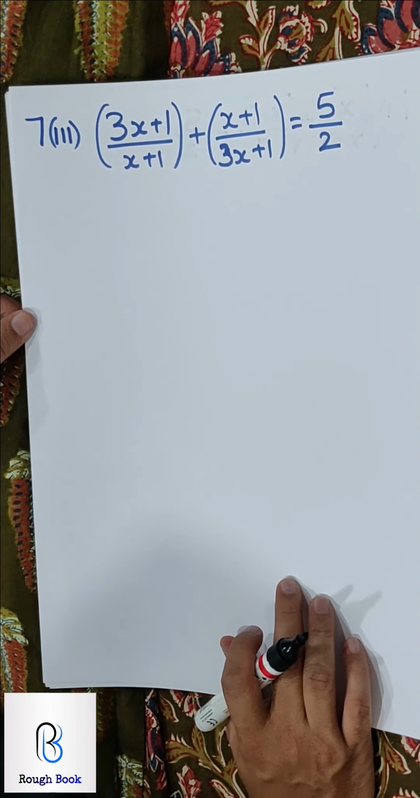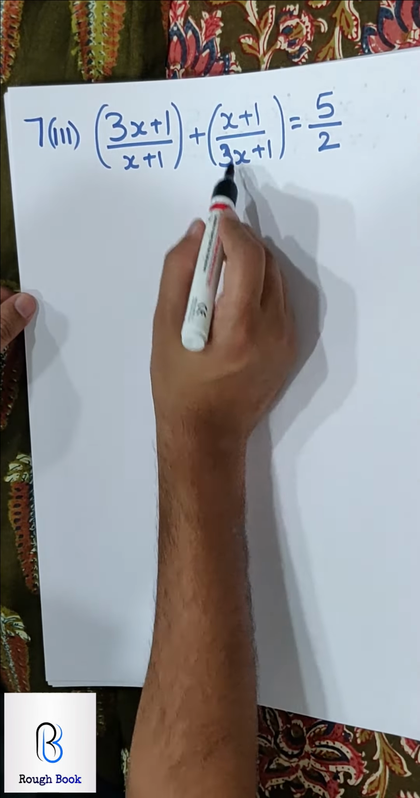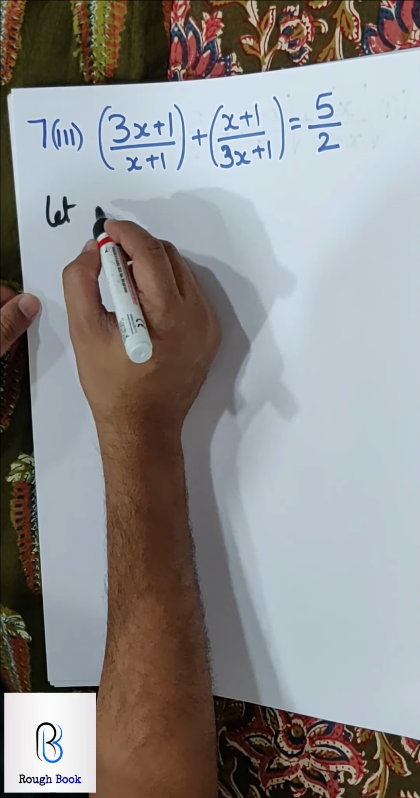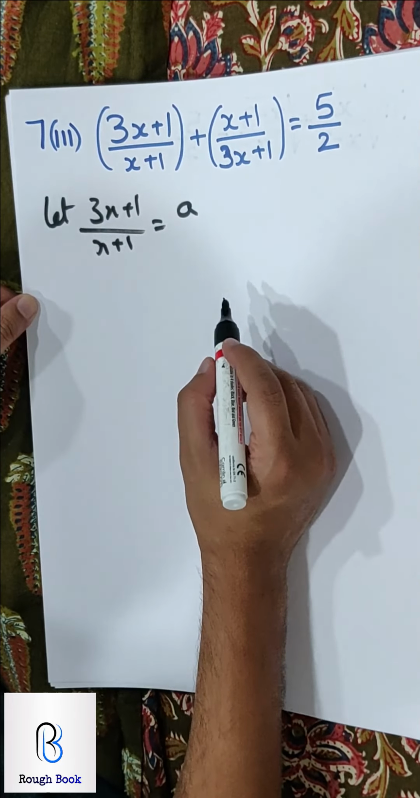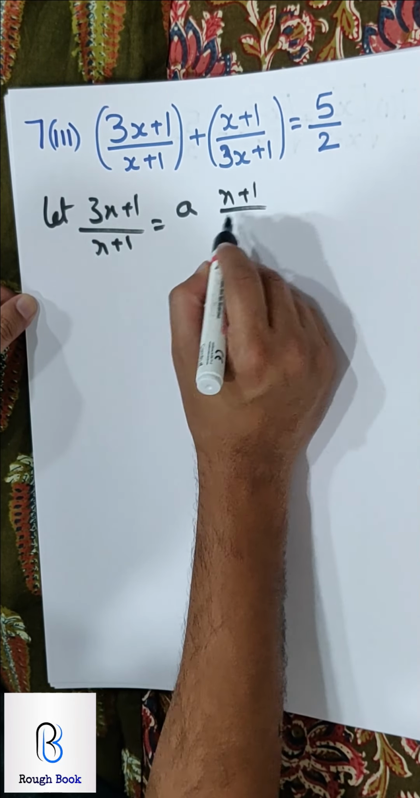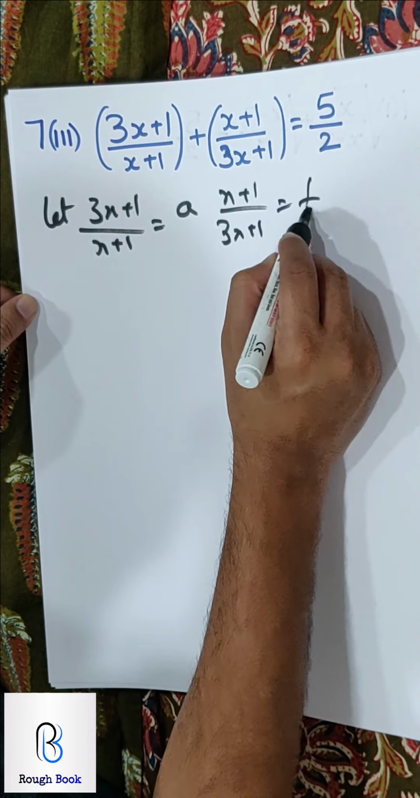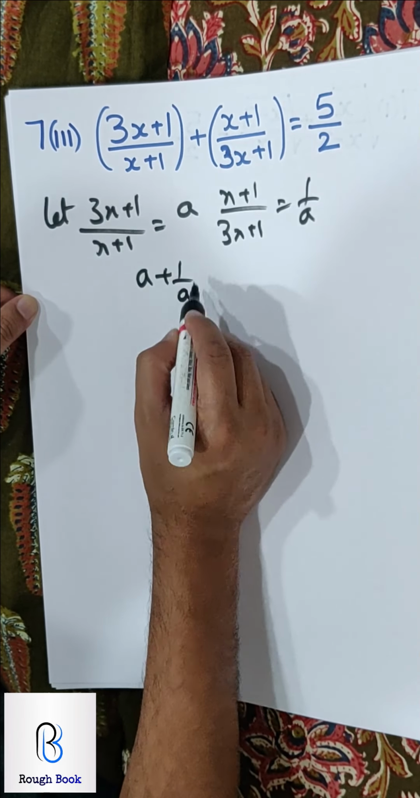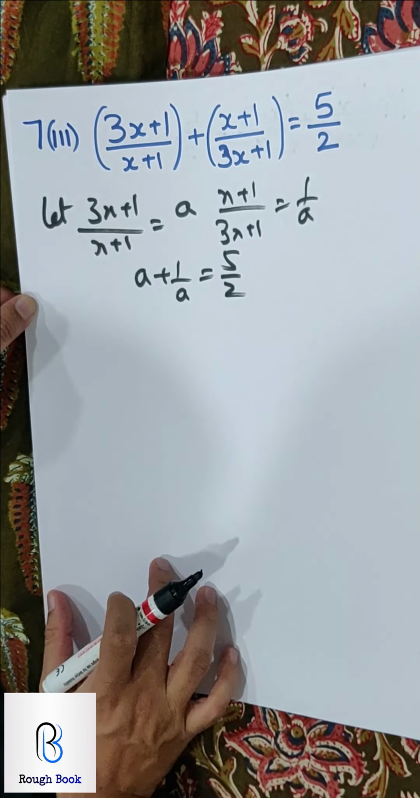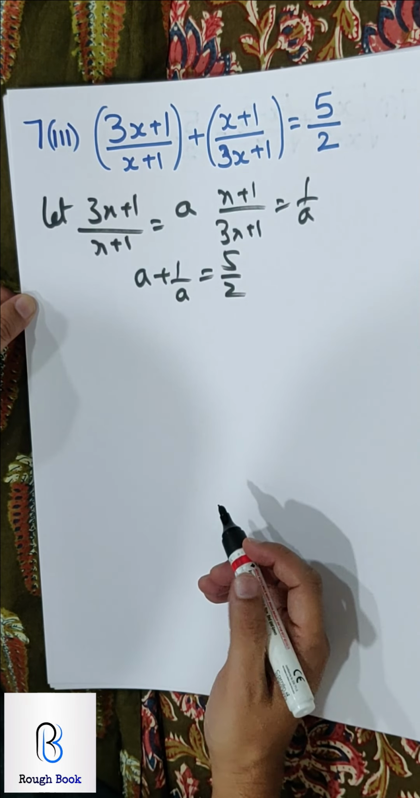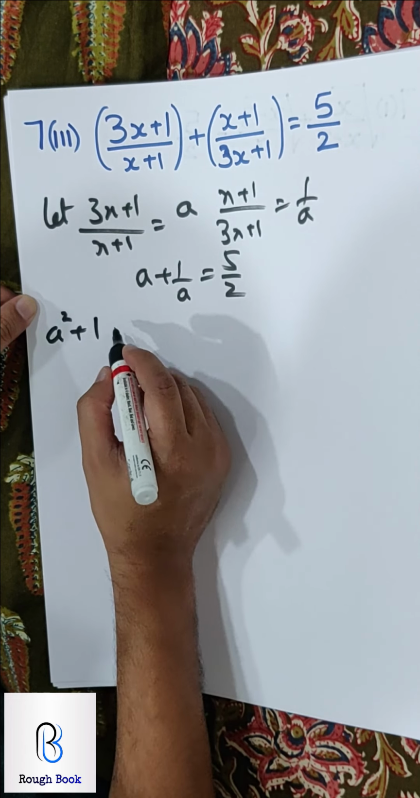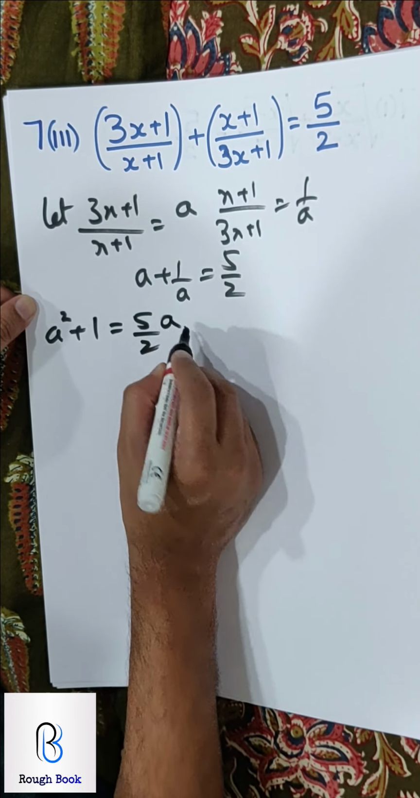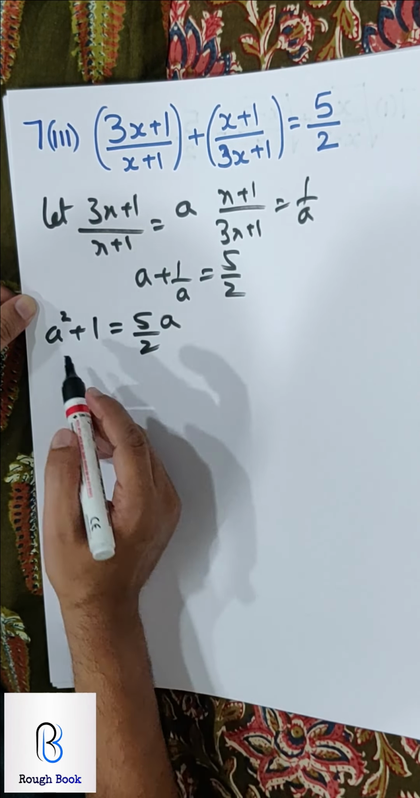7 part 3, this is slightly different. If you see, both are reciprocal to each other, so you can assume let 3x plus 1 by x plus 1 be a. So automatically this will become what? 1 by a. So I get a plus 1 by a equals 5 by 2. Now solve this and then resubstitute back and we'll see what we get then. So a square plus 1 equals 5 by 2a. So I took the LCM of a first and pushing 2 on the other side.